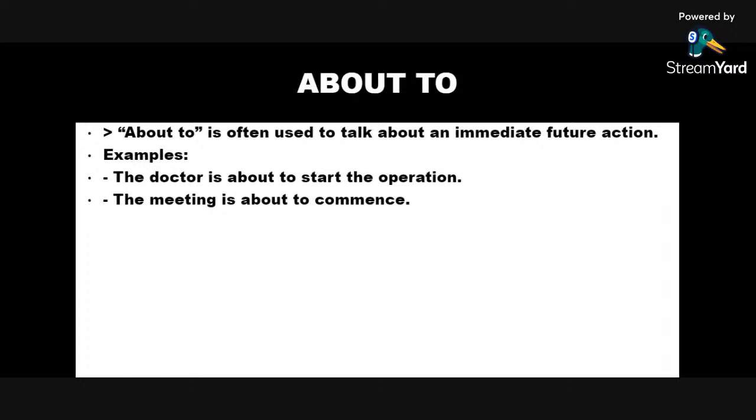For example, you can say the meeting is about to commence. The meeting is about to commence. Someone who is supposed to be at the meeting and is not yet there, and there is need for him or her to be present at the meeting. And so the appropriate thing is to tell him or her, look, the meeting is about to commence, something that will happen in the immediate future, okay?